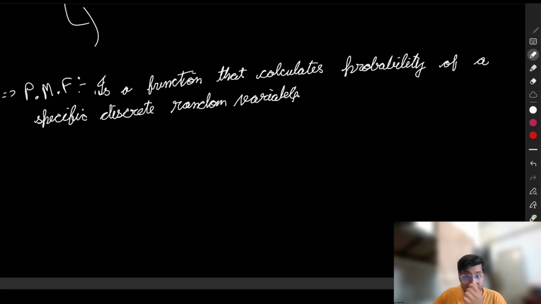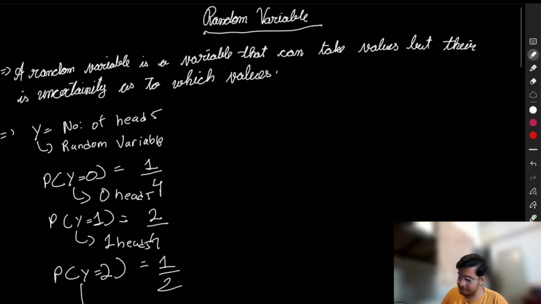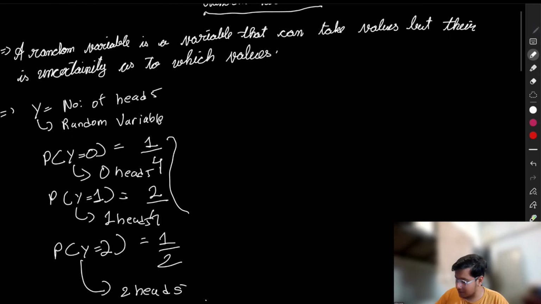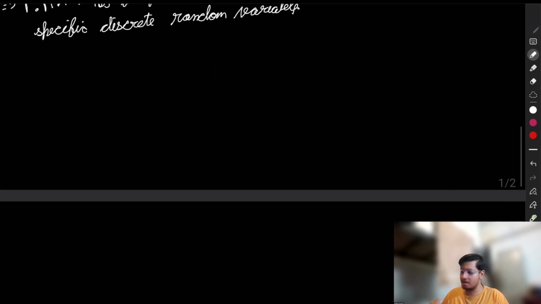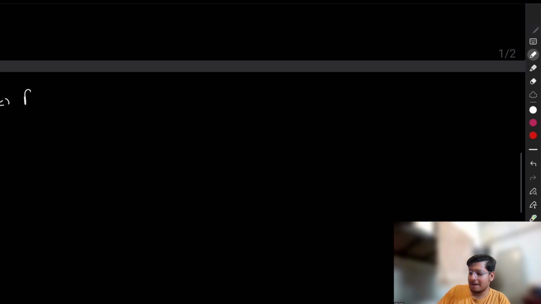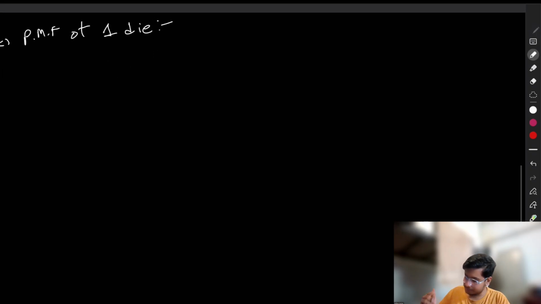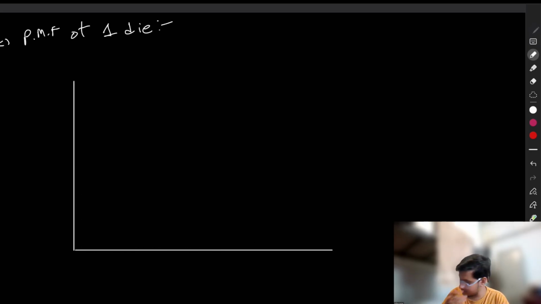Okay, so let's read this definition one more time. Pardon my handwriting. What is probability mass function? It is a function that calculates probability of a specific discrete random variable. Let's discuss this topic by drawing a graph. Probability mass function of, let's say, one die. We are drawing its graph. Here are the x-axis and y-axis.